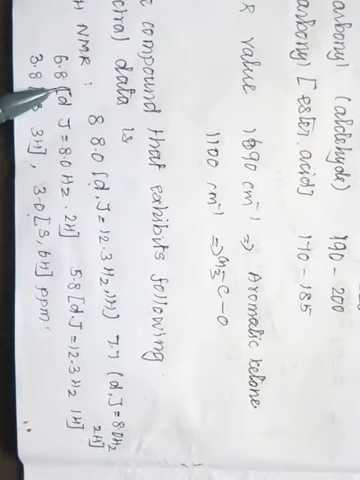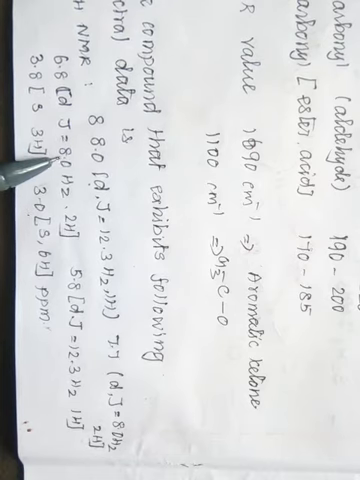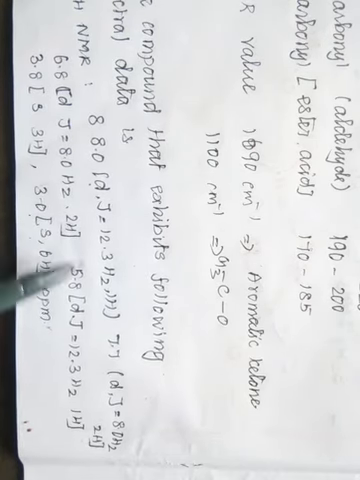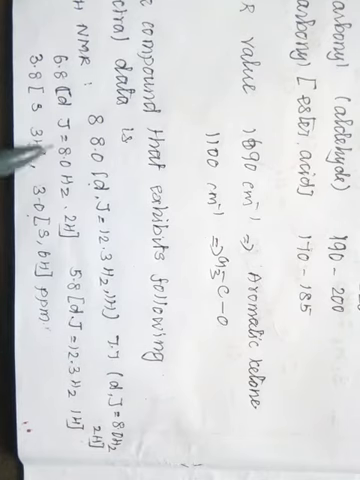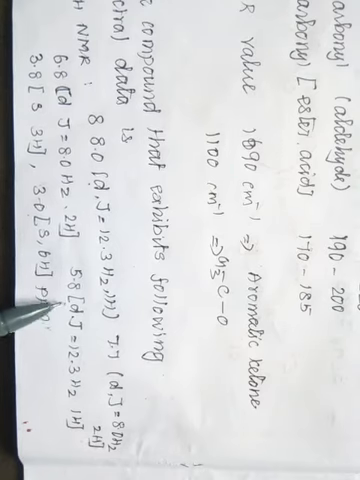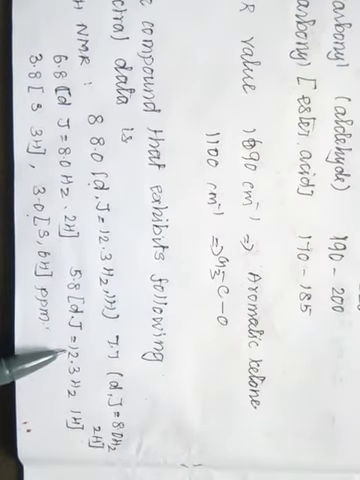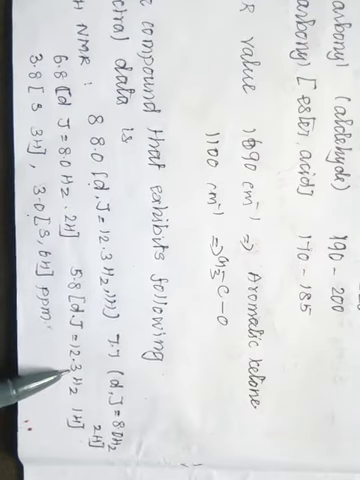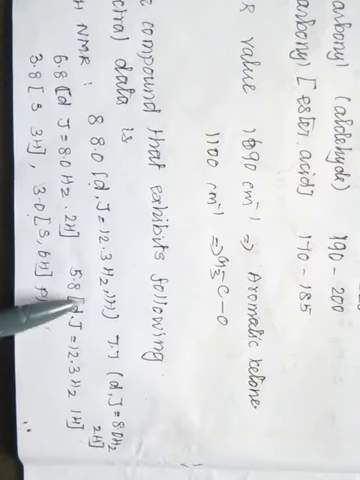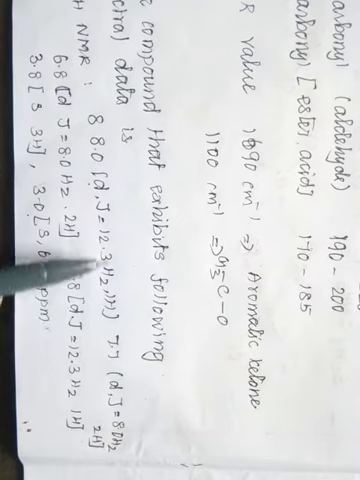And 6.8 is a doublet, J value is equal to 8.0 Hertz for 2 hydrogens. So these 2 hydrogens at 7.7 and 6.8 are coupled in a cis manner. And 5.8 is a doublet, J value 12.3 Hertz. This 12.3 and this 12.3, these 2 hydrogens are coupled in a trans manner.